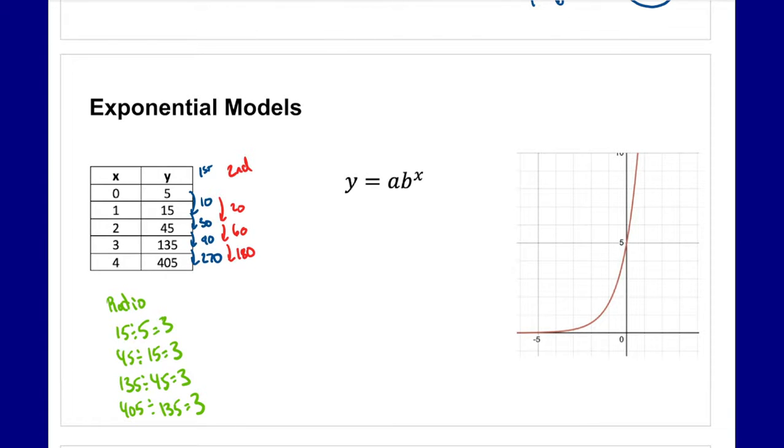So the ratios of an exponential model are all the same. When we look at an equation, y equals ab to the power of x, and a key thing is the x variable is an exponent now. a tells us our initial value, and b tells us our ratio. If b is greater than 1, it's increasing or it's growth. If b is between 0 and 1, it's considered decay or decreasing.